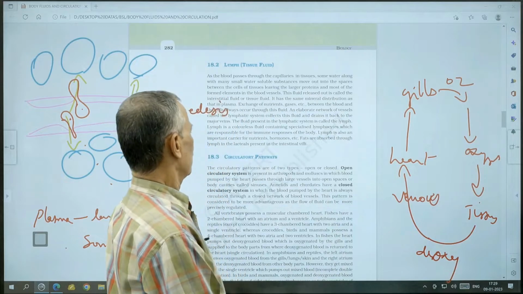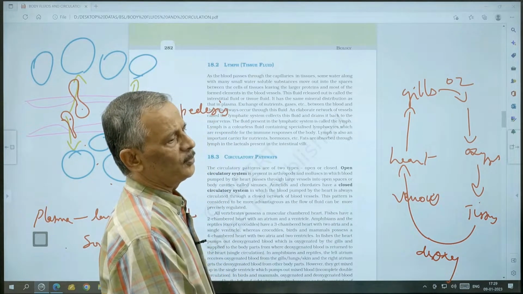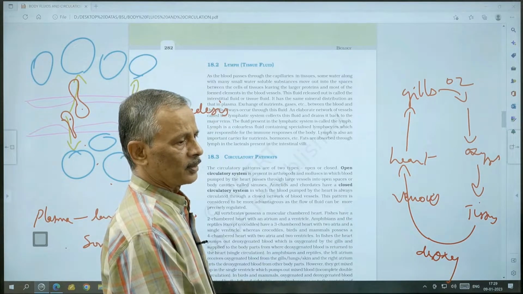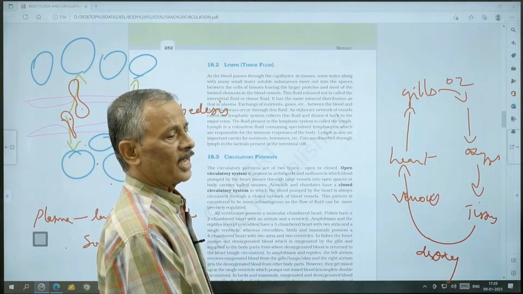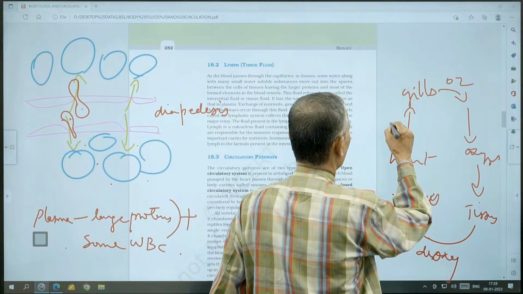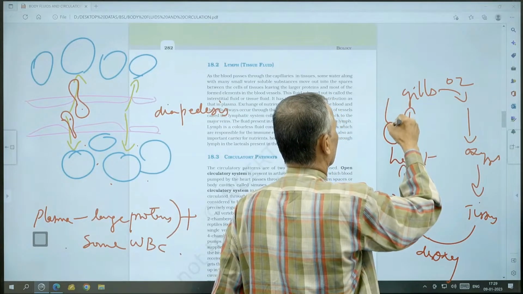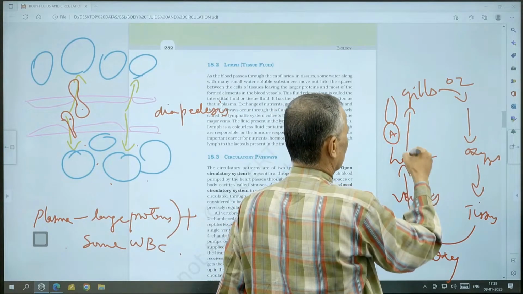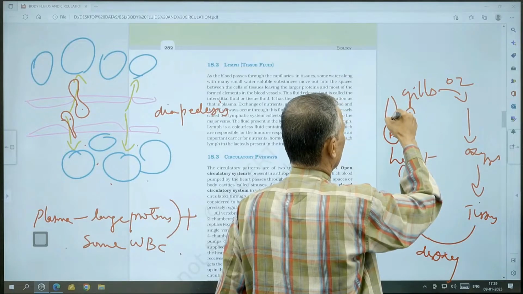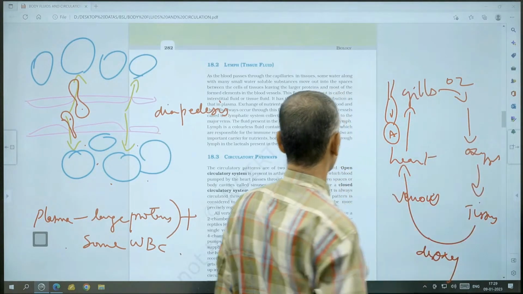Okay. Whereas in amphibia and reptiles, you have a three-chambered heart. In fishes, you have only one atrium and one ventricle. Blood is received by the atrium, then it goes to the ventricle, and from the ventricle, it goes to the gills.